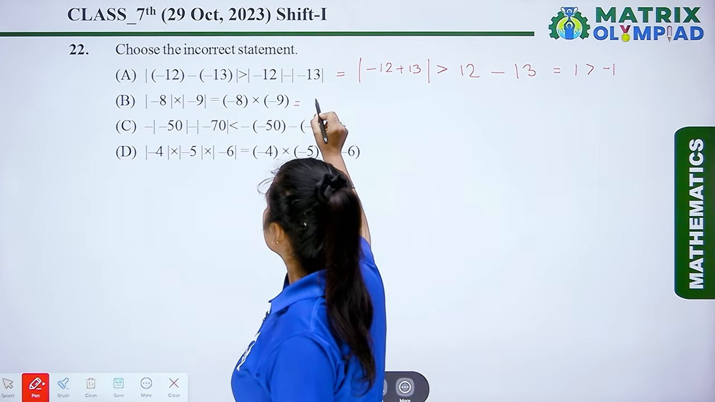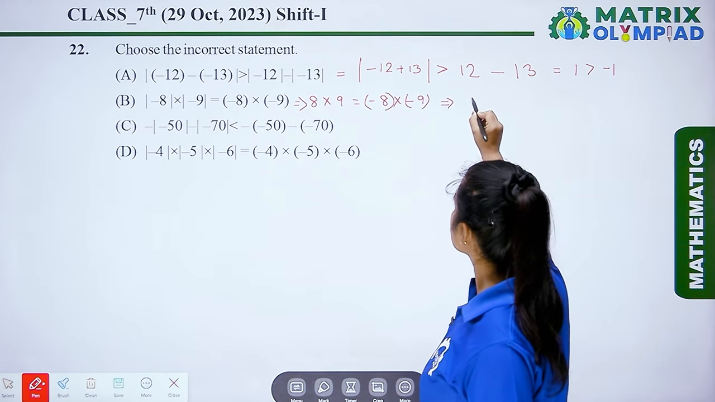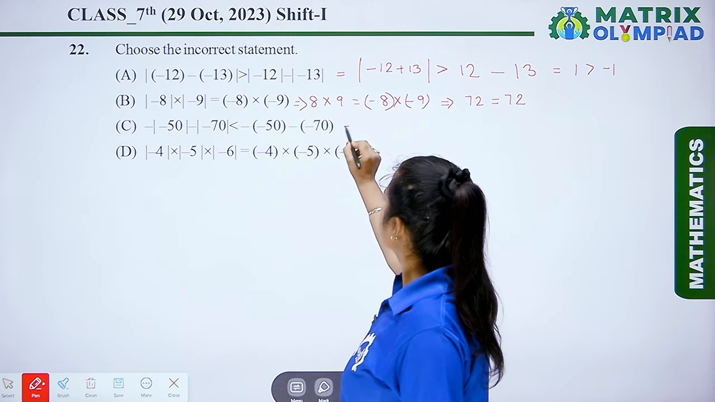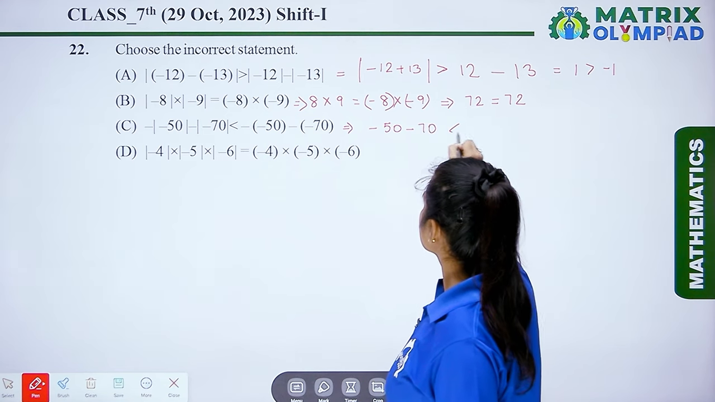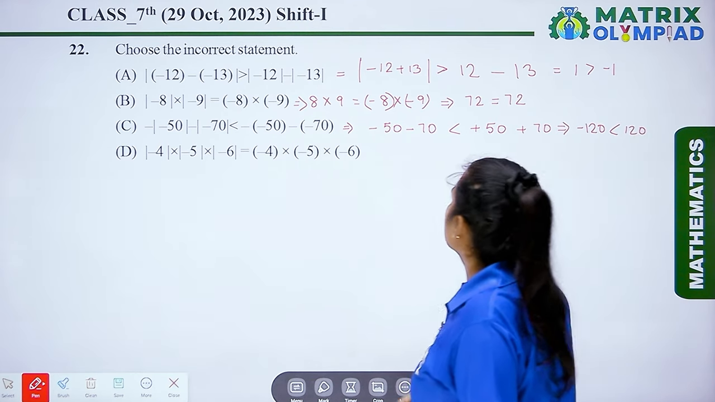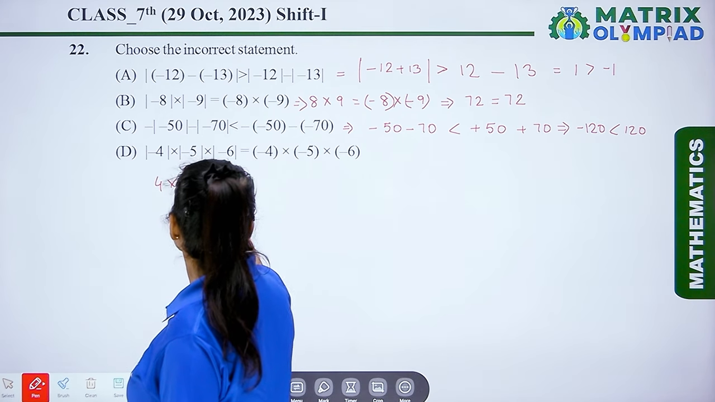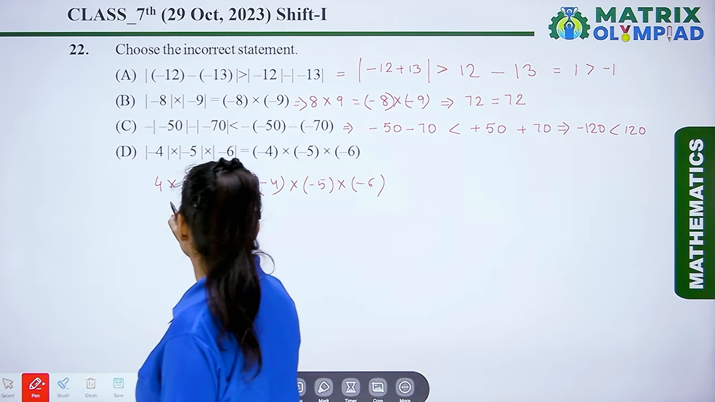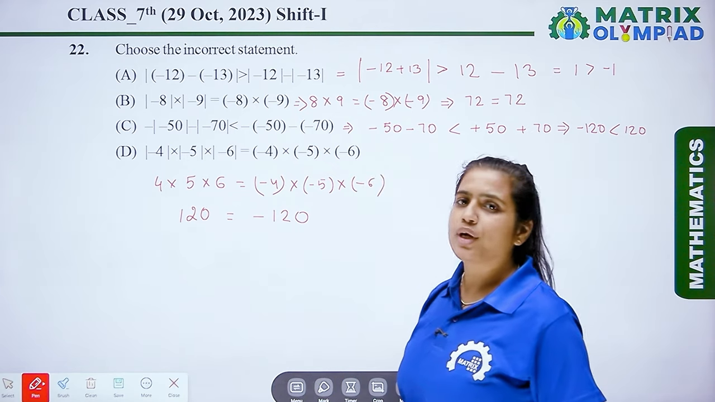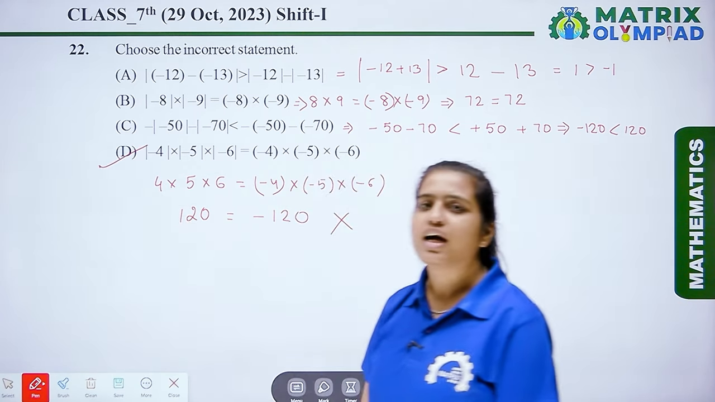Let's solve the next option. The second option is also correct. 72 is equal to 72. Now let's solve the third option. The third option is also correct. Negative 120 is smaller than 120. And the last option we have: positive 120 is equal to negative 120, which is an incorrect statement. So we can say that option D is the correct answer.